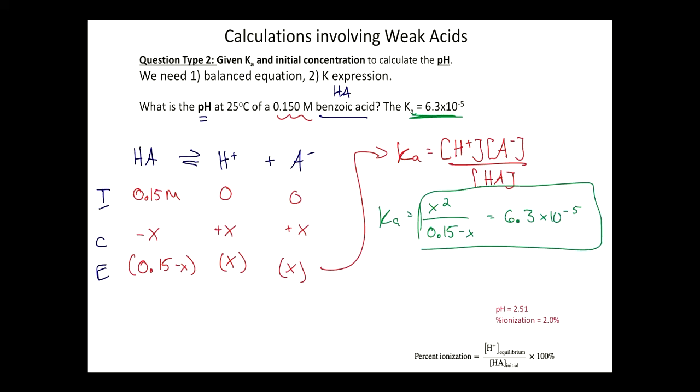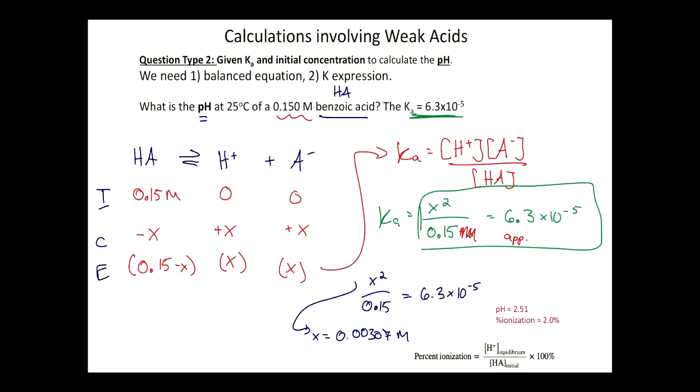So I'm going to be lazy and not do the quadratic formula, so I'm just going to approximate and get rid of that minus x on the bottom. So then this just becomes x squared over 0.15, that initial concentration, equal to Ka, 6.3 times 10 to the negative 5. So it's just a square root. Beautiful. And so when you solve for x, take the square root of those two numbers multiplied by one another, you get that x is equal to 0.00307 molarity.